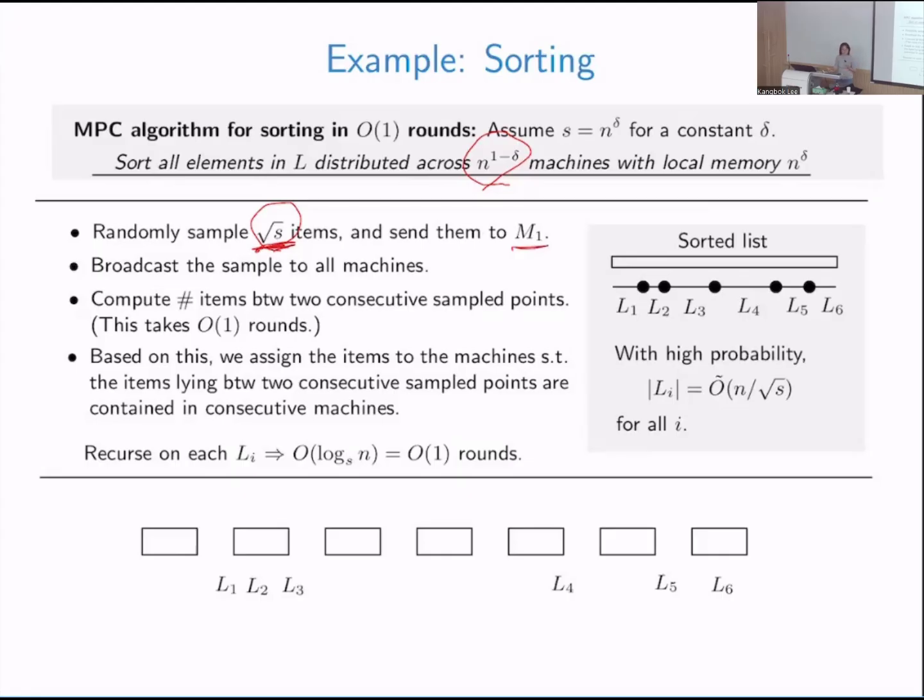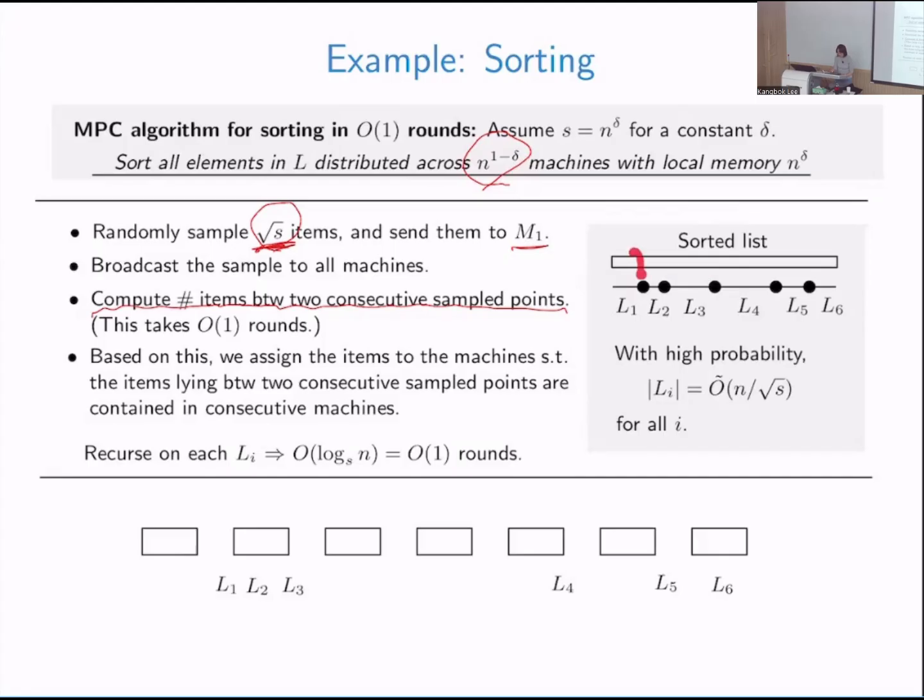Then we use the broadcasting algorithm to send these pivots to all the machines. Now every machine has those pivots. Then based on those pivots, they compute the number of items between 2 consecutive sampled points. So for instance, let's imagine that the items are sorted in increasing order. This is the desired output, but let's imagine that we have the sorted list.